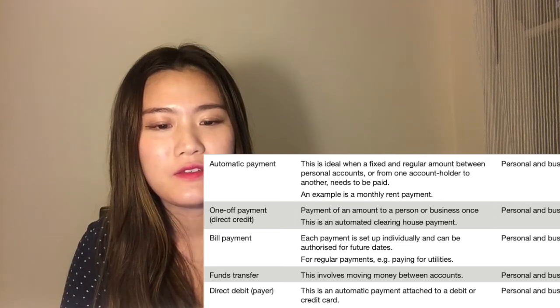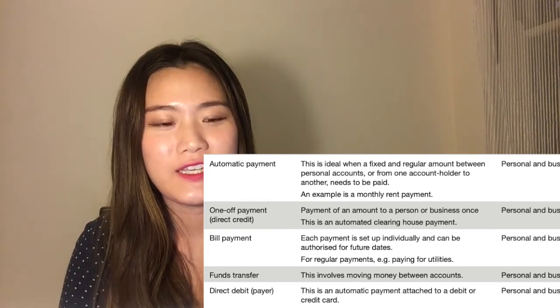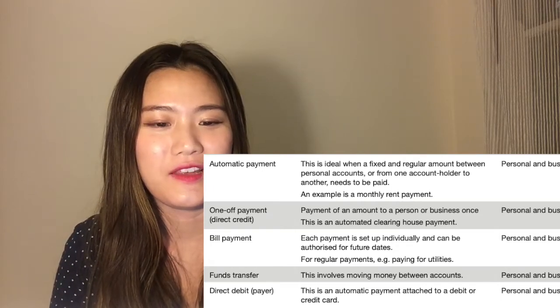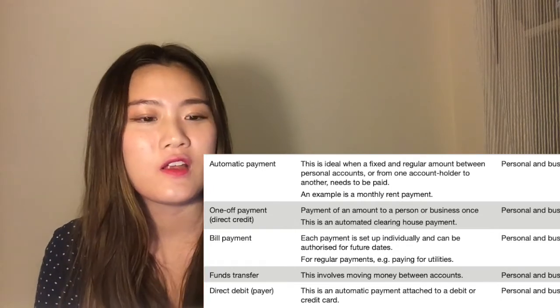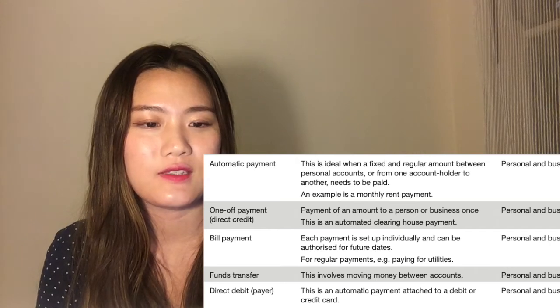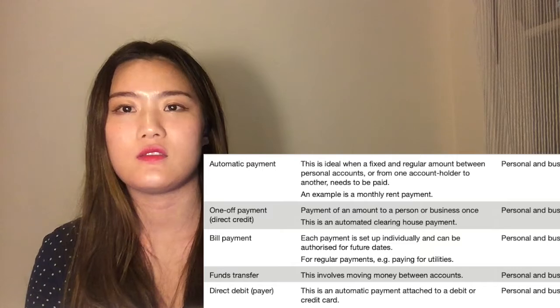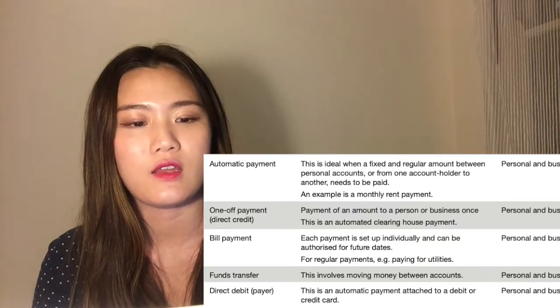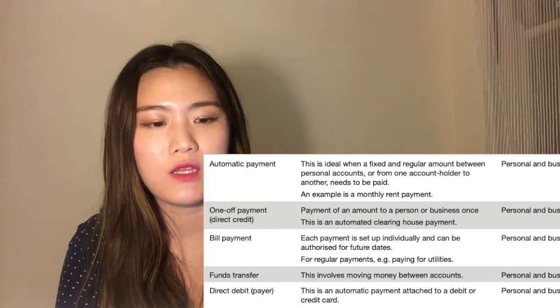Bill payment is paying for utilities. Funds transfer, that's just funds transfer. Direct debit is an automatic payment attached to a debit or credit card. This is ideal for utility or other service payments, and it's an automated clearinghouse payment.